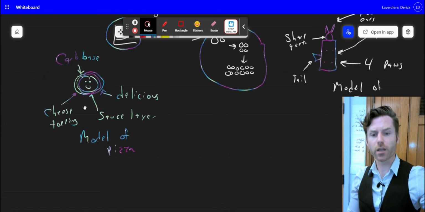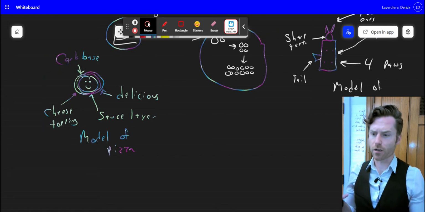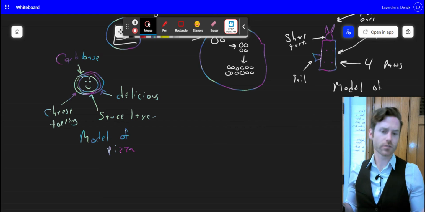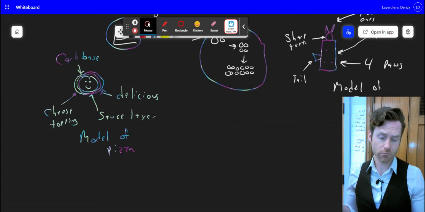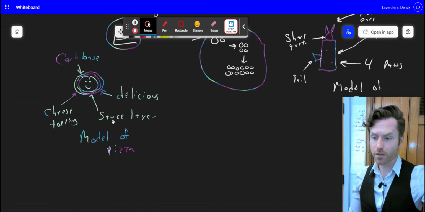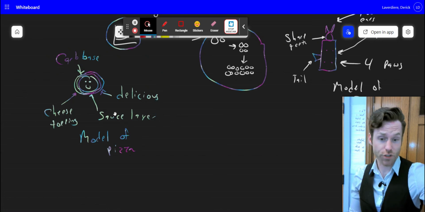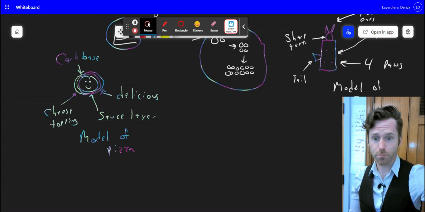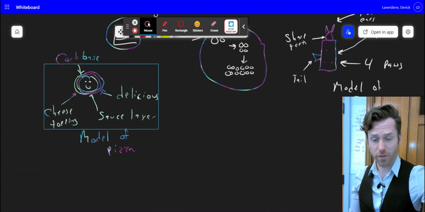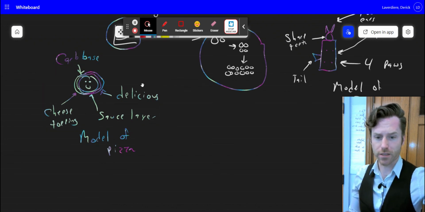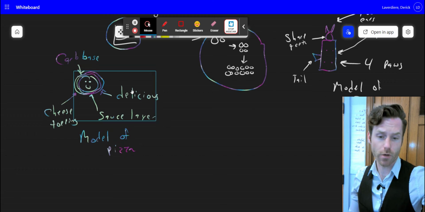Then there's cheese topping. Almost all pizzas that I've encountered have cheese topping. Every once in a while, you have something else, and that's okay. But for the most part, you get cheese topping. There's a sauce layer. Otherwise, it's just bread. If there's no sauce, it's just bread, and that's not a pizza. All the pizzas are delicious. Hawaiian pizza is delicious. Shrimp scampi pizza is delicious. Cheese pizza is delicious. They're all pizza, and they're all delicious. So that's a model of pizza.